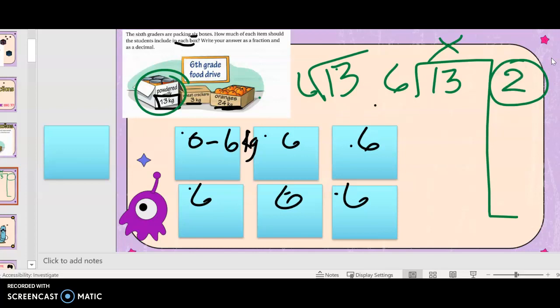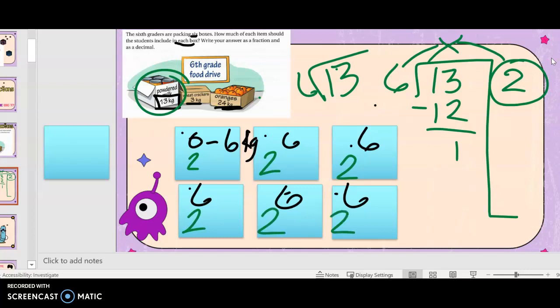And that's an easy one, right? That's 2. So 2 times 6 is what? It's 12. Which means I have 1 left over. So let's go ahead and put 2 kilograms of powdered milk in each box. I'm doing this one in green to keep up with the different items.